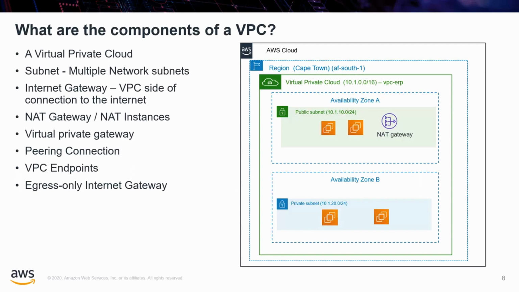There are other components that are included in a VPC. When you create your own virtual network, you may or may not want access to the internet. That is based on your business use case. But if you do want access to the internet, what you do is you provision an internet gateway, and then you attach it to your VPC.